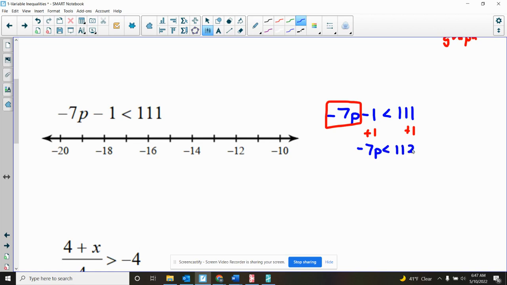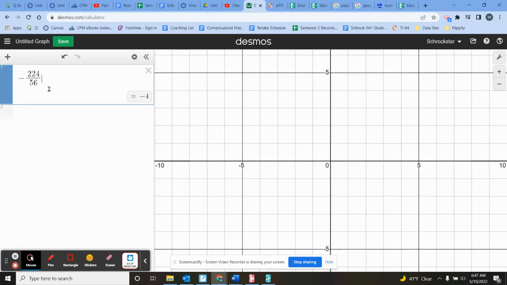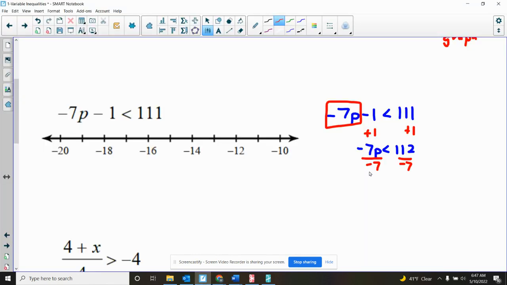I'm going to pull up my calculator here because we're going to next divide by -7. So how much is 112 divided by -7? It's -16. So on the left-hand side, just a P. On the right-hand side, a -16. But we just divided by a negative number. The red number I divided by was negative. So the inequality's got to change direction.